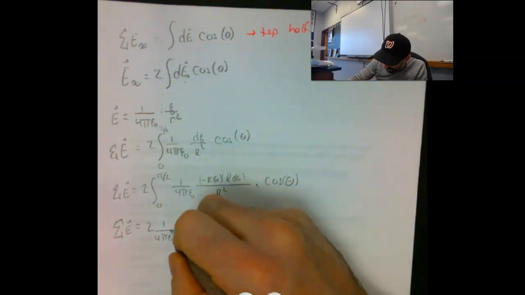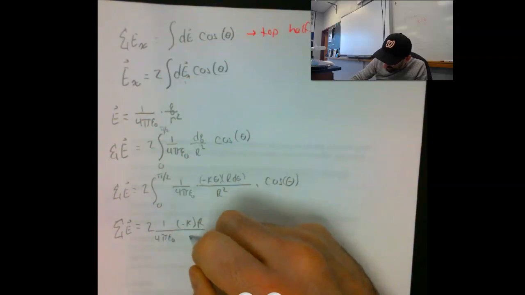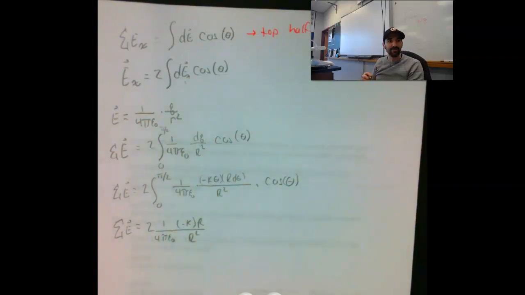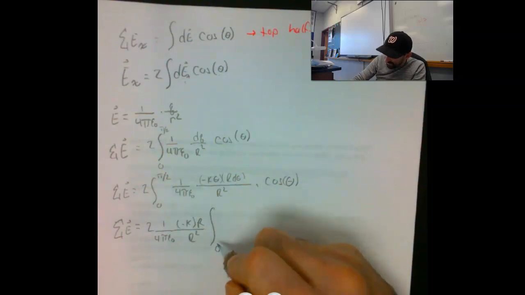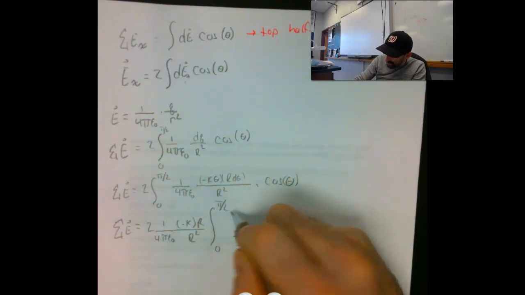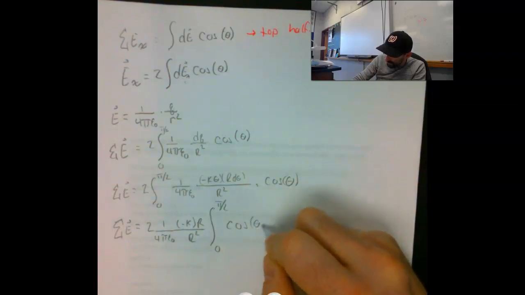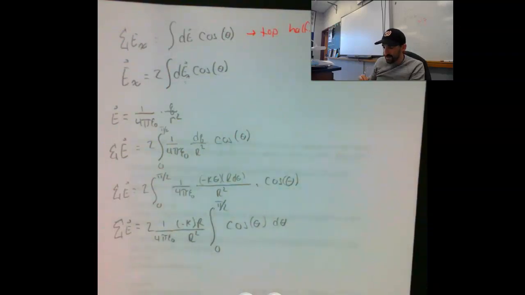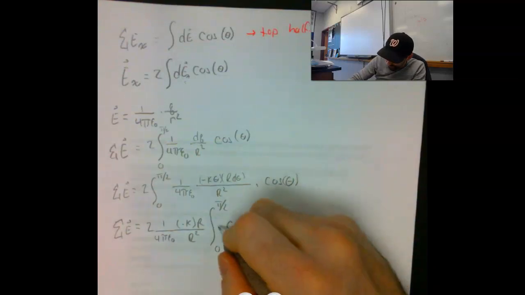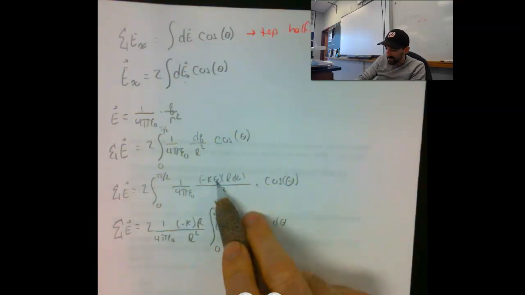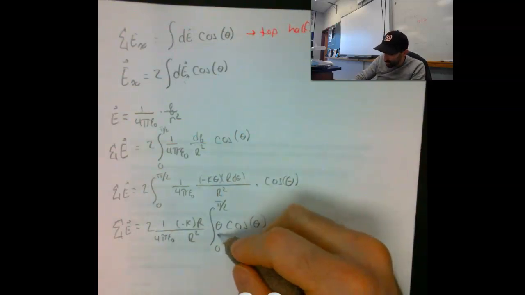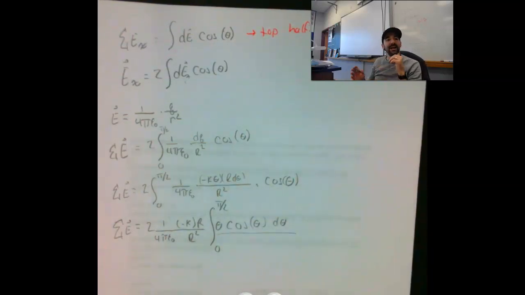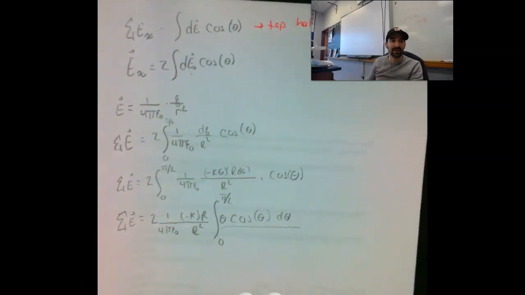I'm going to pull out my r on the top, my r squared on the bottom. Obviously, you're going to simplify that, and I'm going to be left with the antiderivative from 0 to pi over 2 of theta cosine theta d theta. And now, hopefully, you recognize this as something that we've also done in the past.